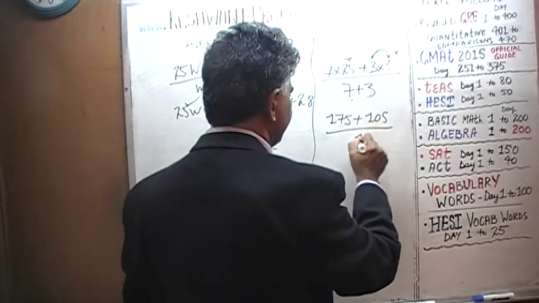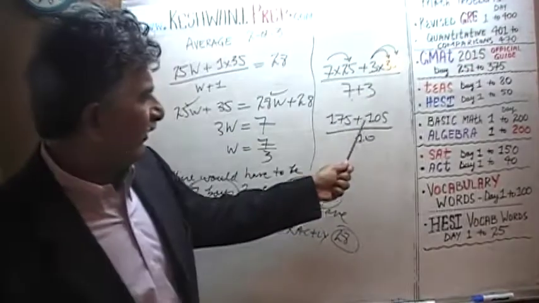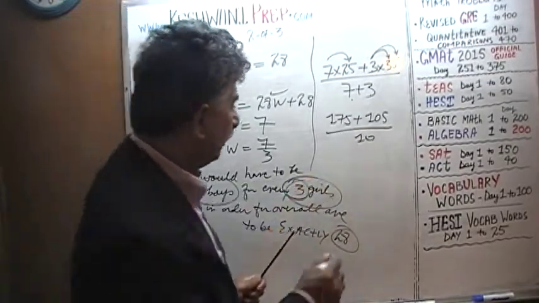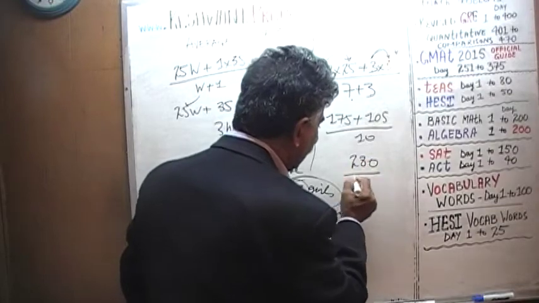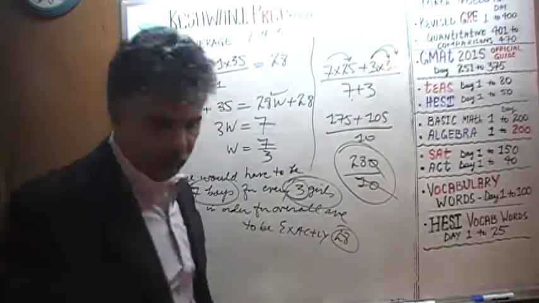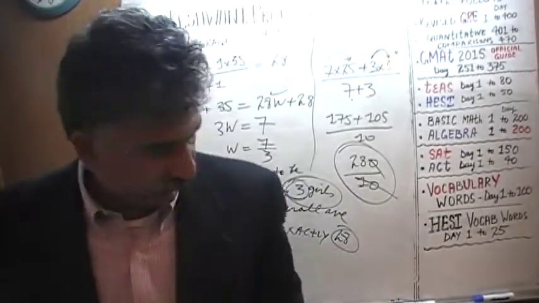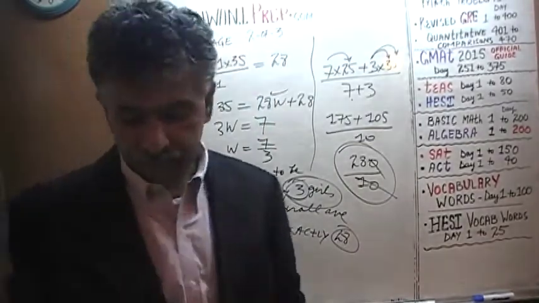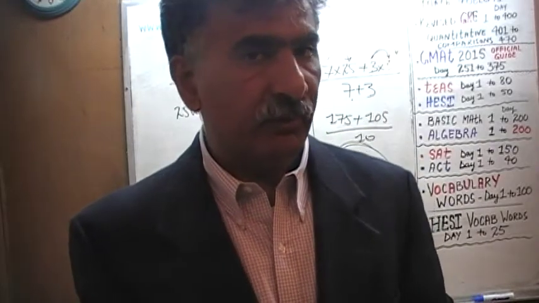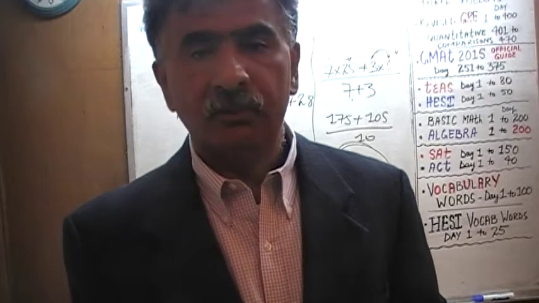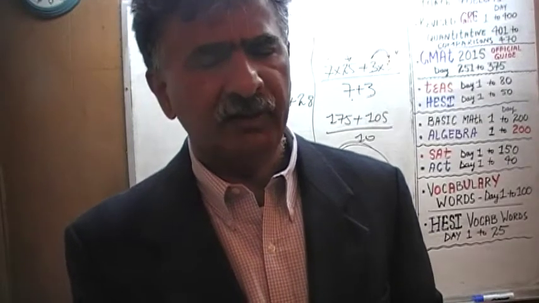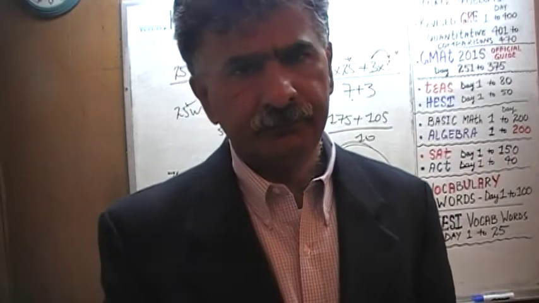Over 7 plus 3, which is 10. 175 plus 105, 75 plus 5 is 80, so we have 280 over 10, and what do you know? The overall score does in fact turn out to be precisely 28 points, when the boys score 25 points and the girls score 35 points, provided that there are 7 boys exactly for every 3 girls.